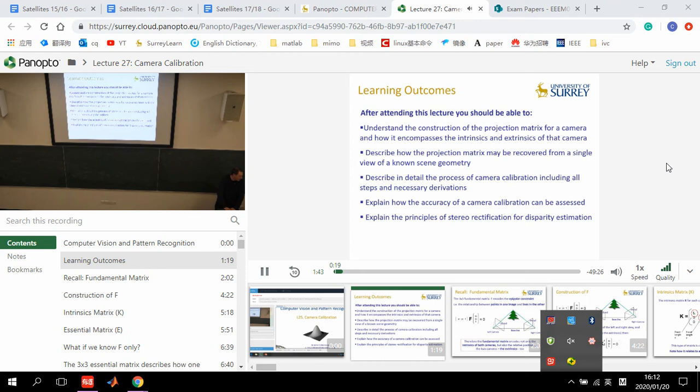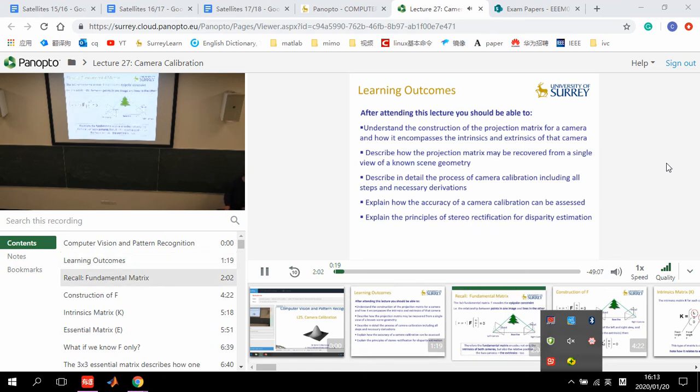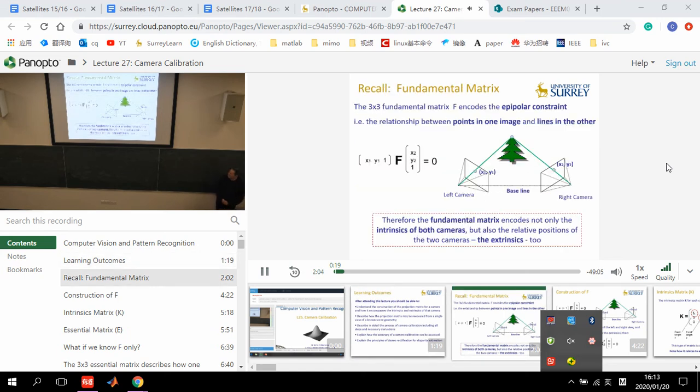Okay. And then having recovered that, we'll see how we can decompose the projection matrix into its intrinsic and extrinsic components, and we'll see how we can integrate some of that with the fundamental matrix work we covered last week to create a robust camera calibration. And we'll finish with a brief talk about stereo rectification and canonical viewpoints. Okay, well, let's just recall a few things that we covered last week then.